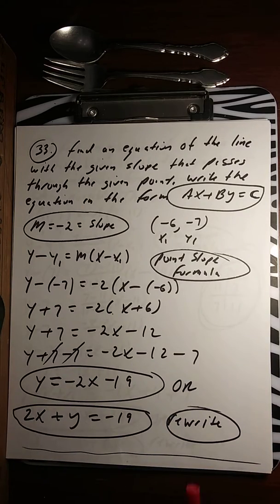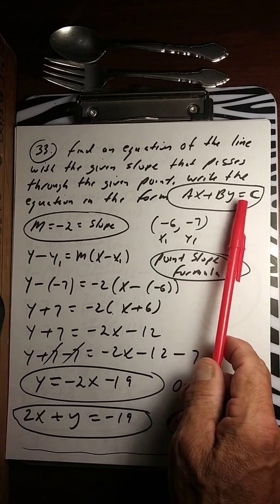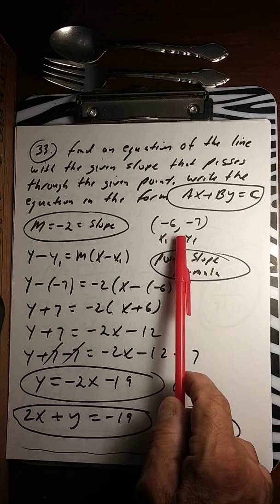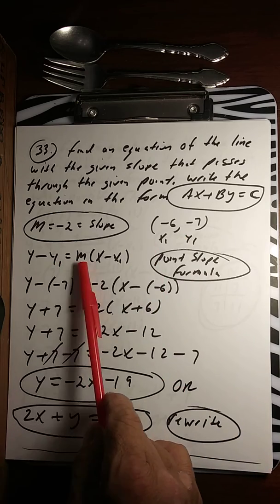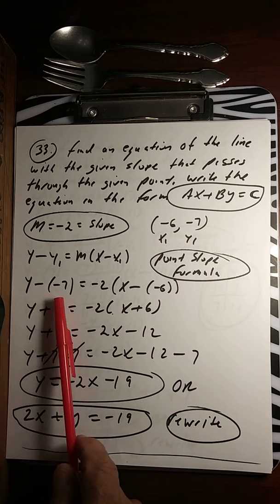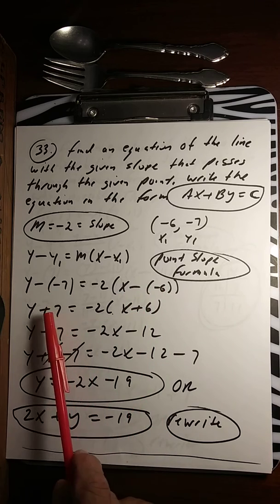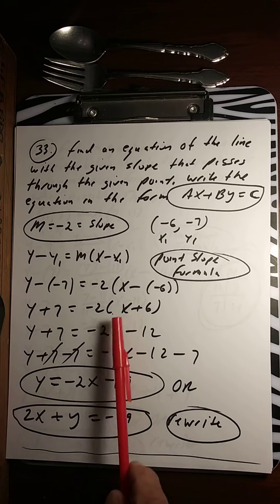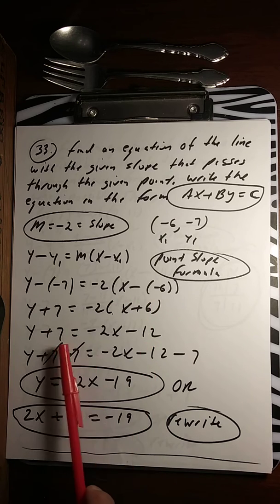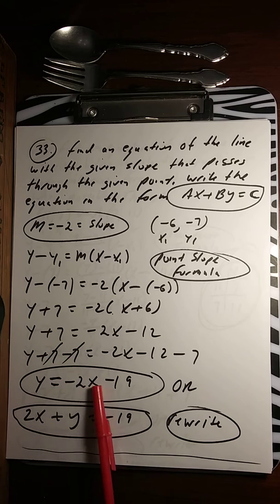Find the equation of the line that has a given slope and passes through the given point. Write the equation in the form ax plus by equals c. So there's m, and there's x1, y1. y minus y1 equals m times x minus x1. Put the numbers in. y minus 7 equals -2 times x plus 6. That's a plus 7. Minus 2 times that, minus 2x, minus 12. Minus 7, these are gone. So y equals negative 2x minus 19.